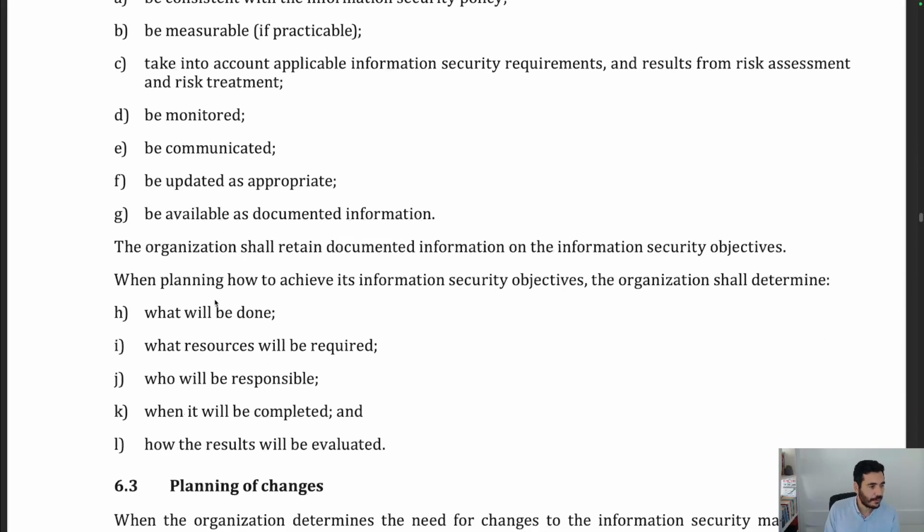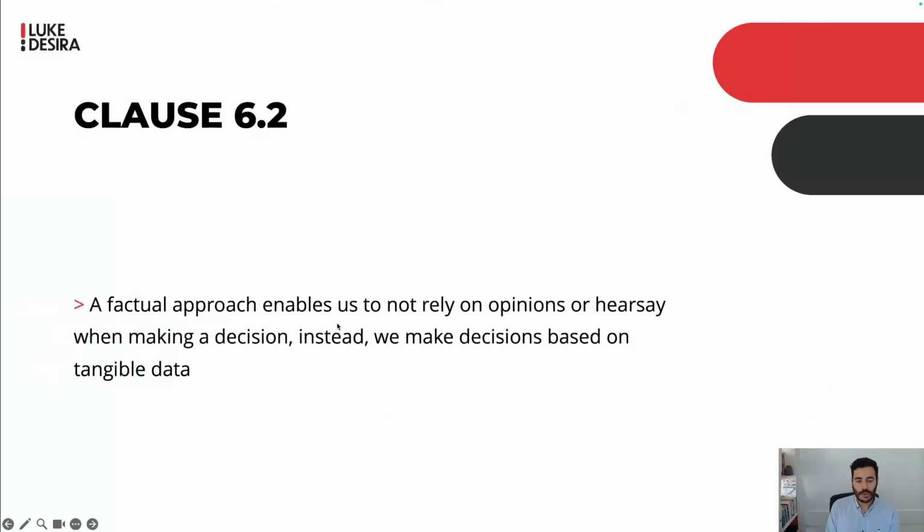And then, for each objective, we have to make sure that we are very clear on what will be done, what resources will be required, who will be responsible, when it will be completed, and how the results will be evaluated. So what do we mean by all of these things?